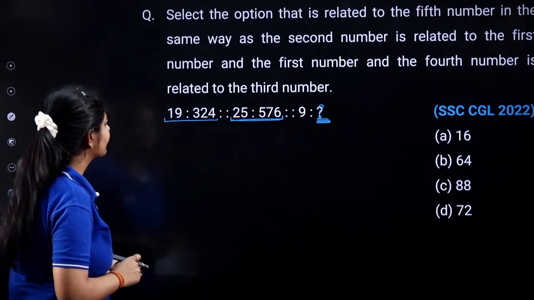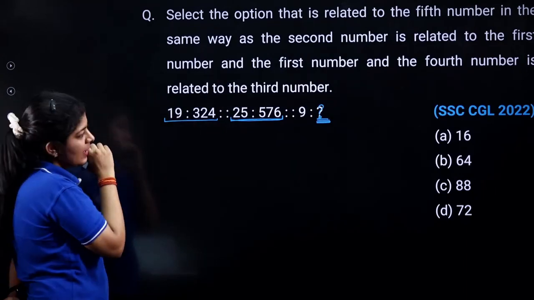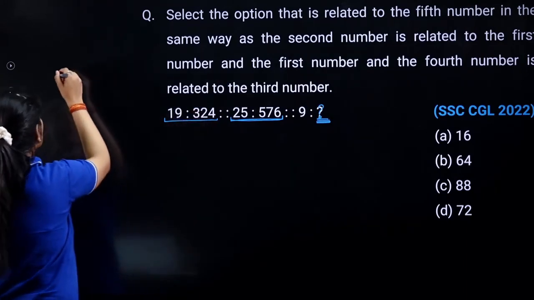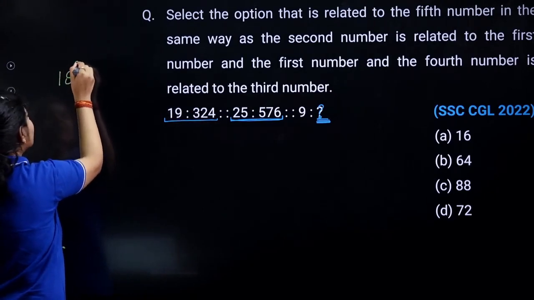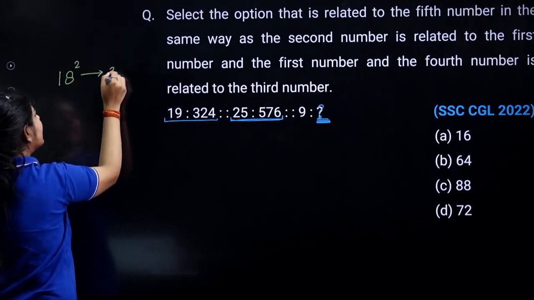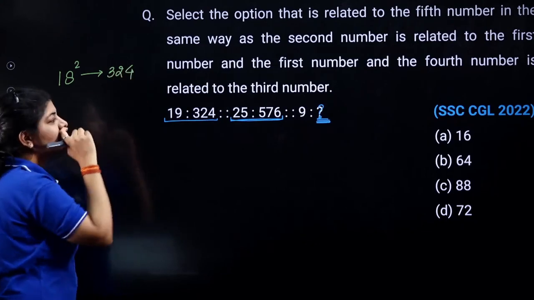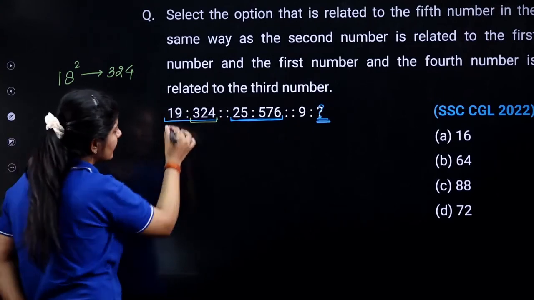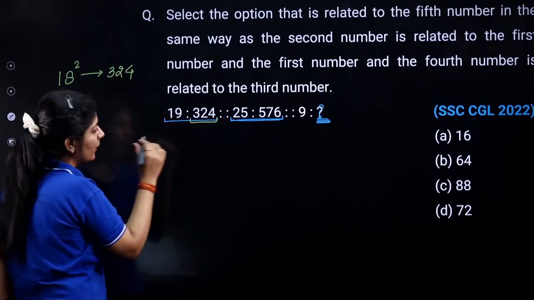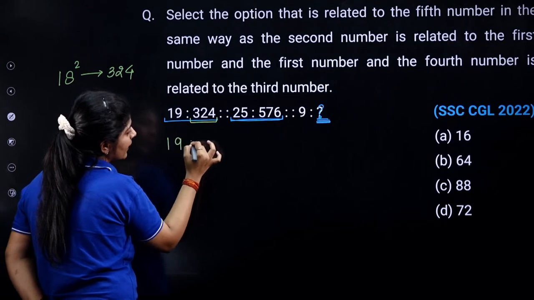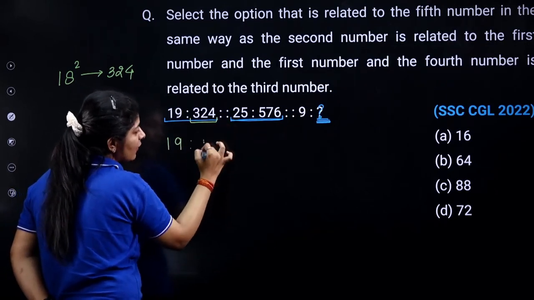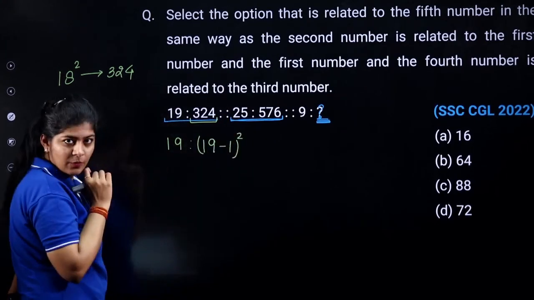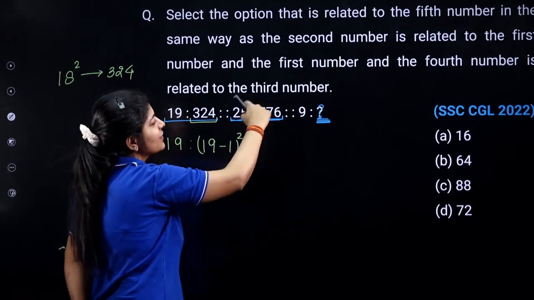Okay, let's see. Here this is 19. But when I come to this number, 324, I'm just recalling all the squares that I learned. I know that the square of 18 is nothing but 324, right? This number is a perfect square. So first number is related to the second number. How? First number minus 1 square. Right? This is what we are having. Okay. Let's check, or let's go with this one.